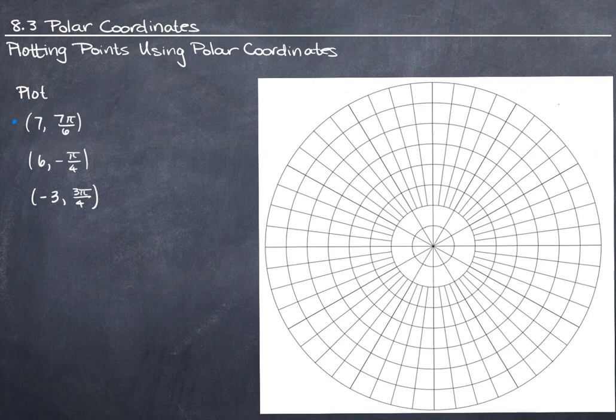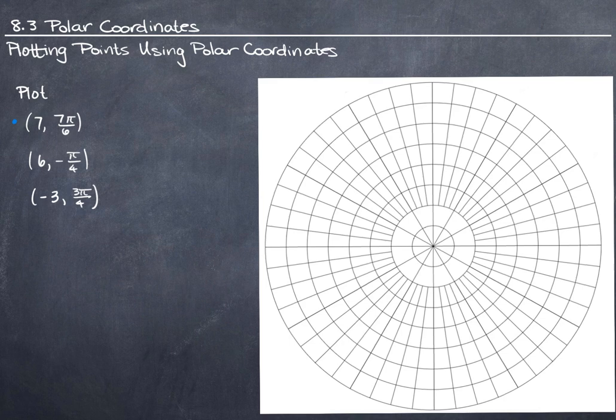So I'm going to use blue to plot my first point, (7, 7 pi over 6). As I've said a number of times, I think it's easier to go around to the 7 pi over 6 angle guide and then go out 7. So let's figure out where 7 pi over 6 is.